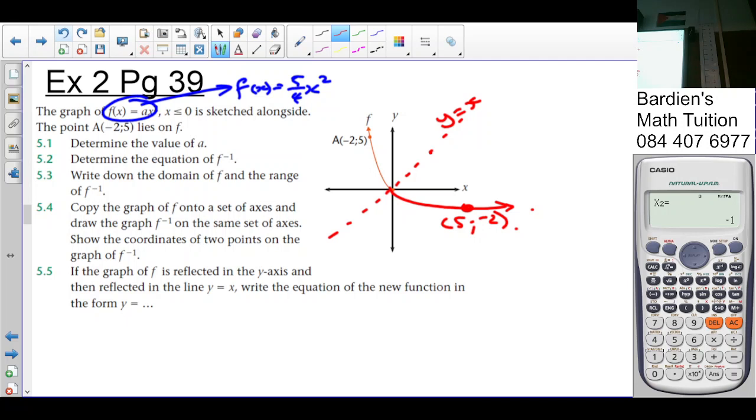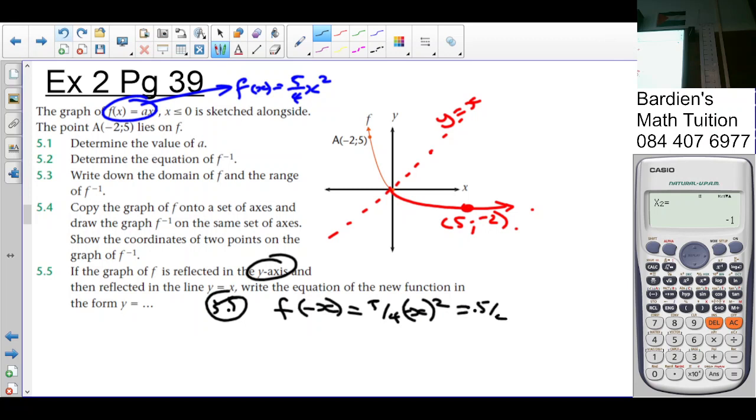So if something is reflected in the y-axis, what happens? x becomes negative. In other words, f of minus x is equal to 5 over 4 times minus x squared, which is the same as 5 over 4 x squared. But what is different now is that the graph is for x values more than or equal to 0. Can you see it's on this side of the axis? So x is more than or equal to 0. That's the condition that changes there.